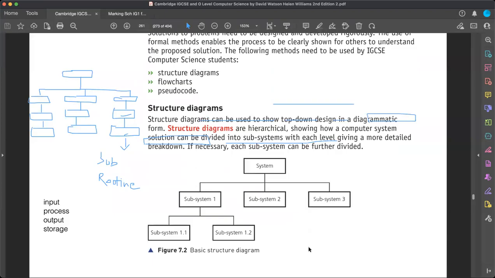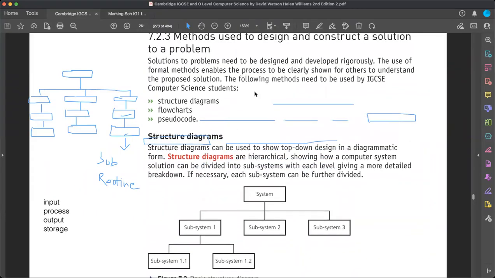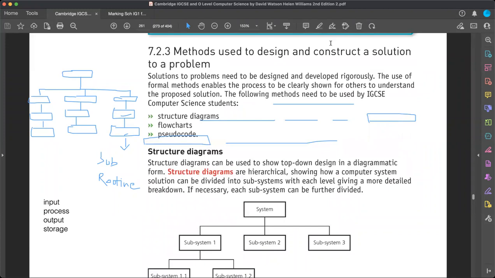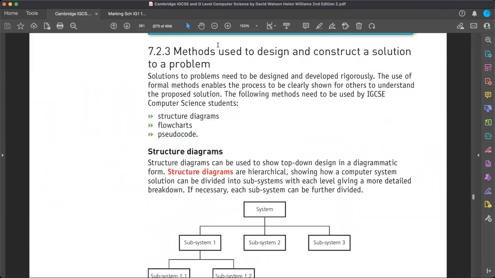Look, this is a structure diagram. So I explained the same thing to you. So this is how we are going to construct a solution with the help of 3 things. Look, we have already done it: structure diagram, flowchart, and pseudocode.